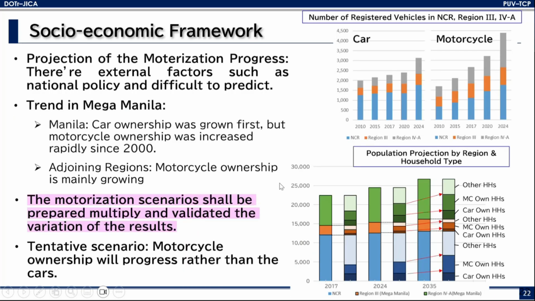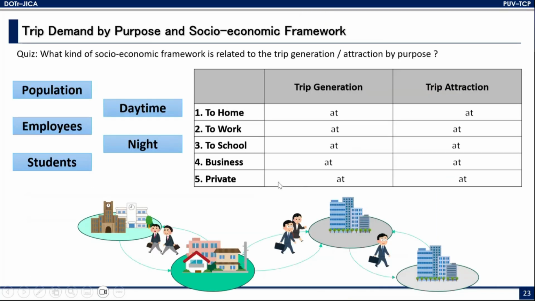Then if the socioeconomic framework was developed, then there's some need to go to the demand modeling stages. So I have prepared some exercise of the trip demand by purpose and the relationship with the socioeconomic framework. This one is also one of the exercises. What kind of socioeconomic framework seems to be related to the trip generation and the trip attractions?